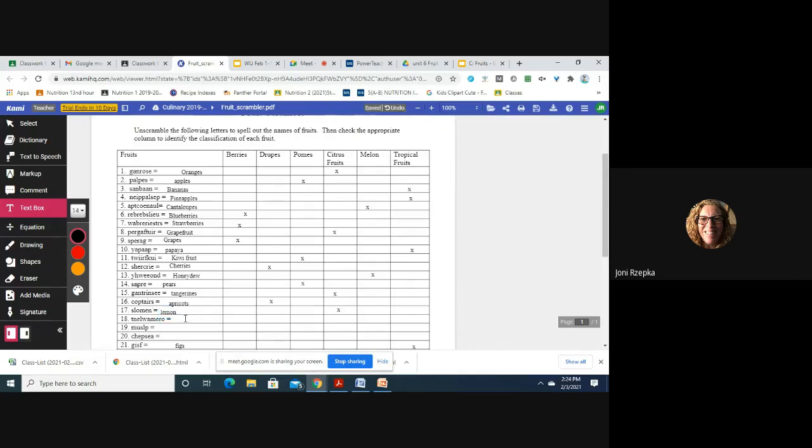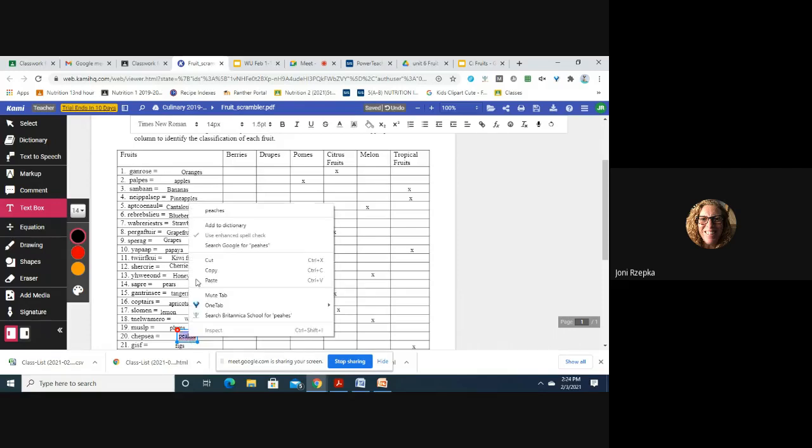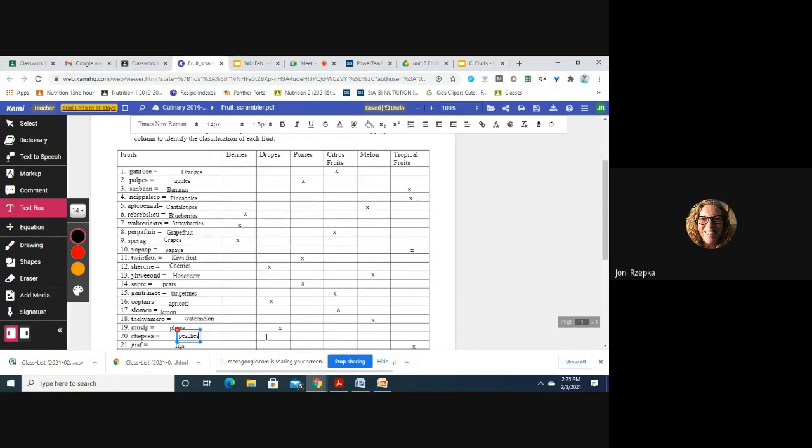And then the next one, watermelon. Yep, and that is a melon, obviously. And then what's the next one? I think it's a plum. Yeah, plums, and that has a pit as well. That's a drupe. And then what's the next one? Peaches. Peaches has a pit. So that would be a drupe.